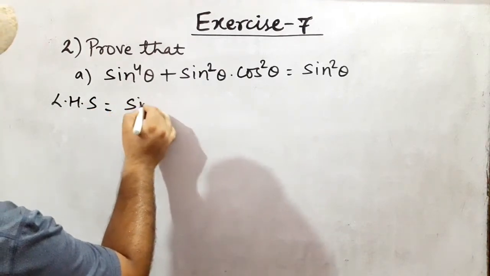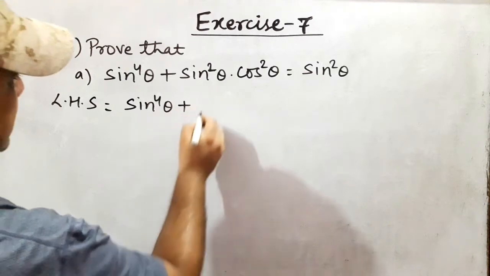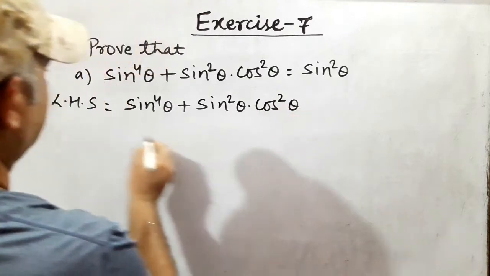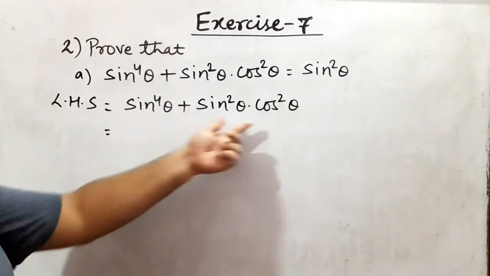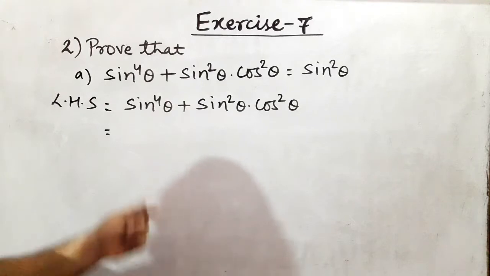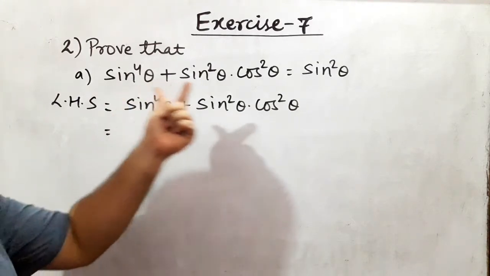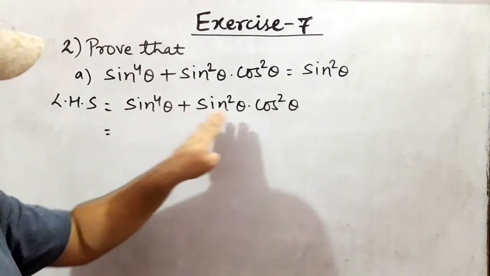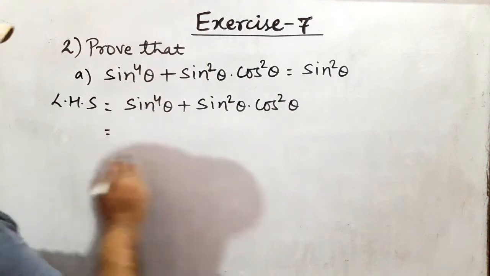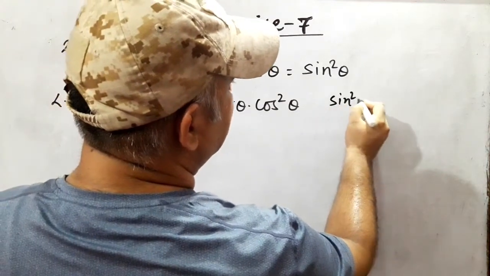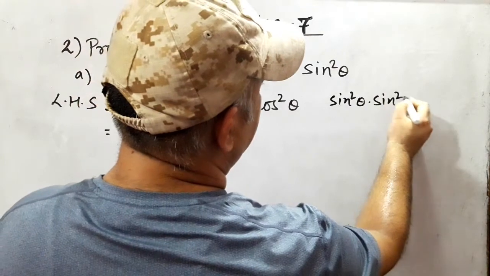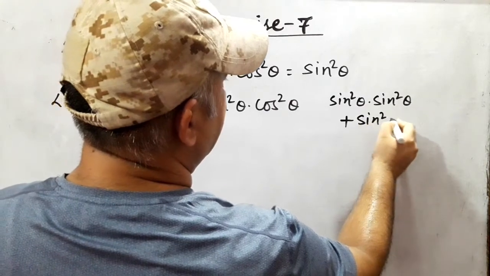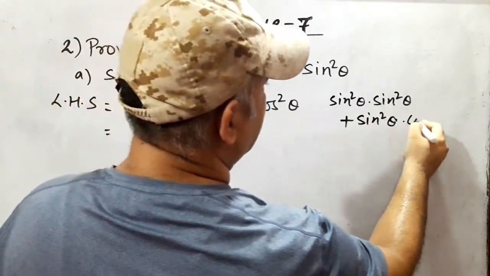We have sin power 4 theta plus sin square theta into cos square theta. Here we have to take the common between these terms, that is the term sin power 4 theta and the term sin square theta into cos square theta. What is the term that we can take from these both terms? Let's see. Sin power 4 theta can be written as sin square theta into sin square theta plus, here we have sin square theta into cos square theta.